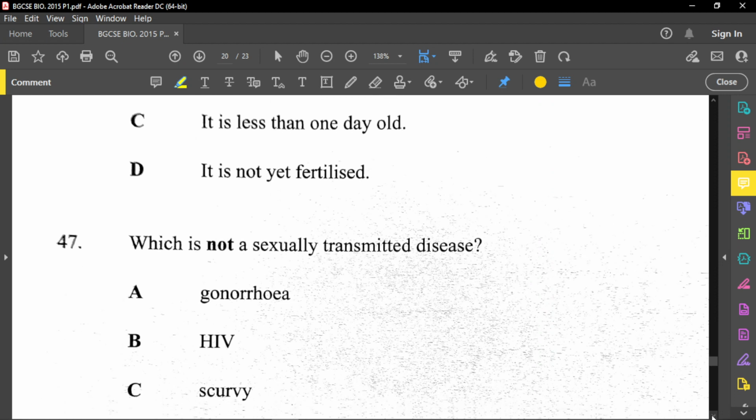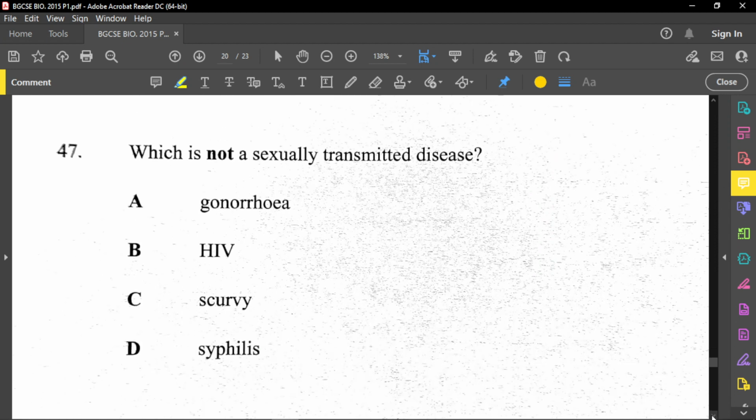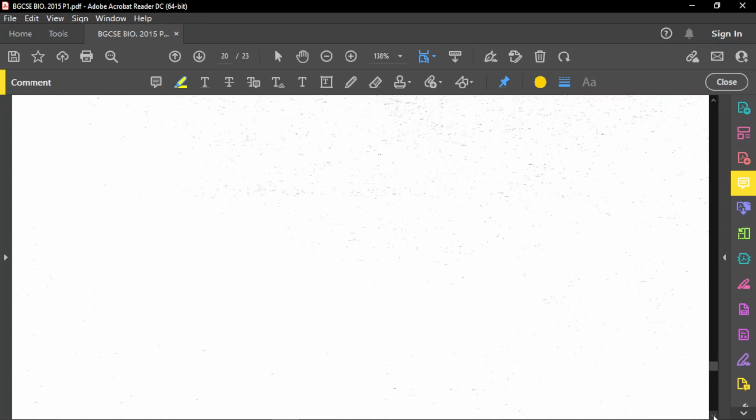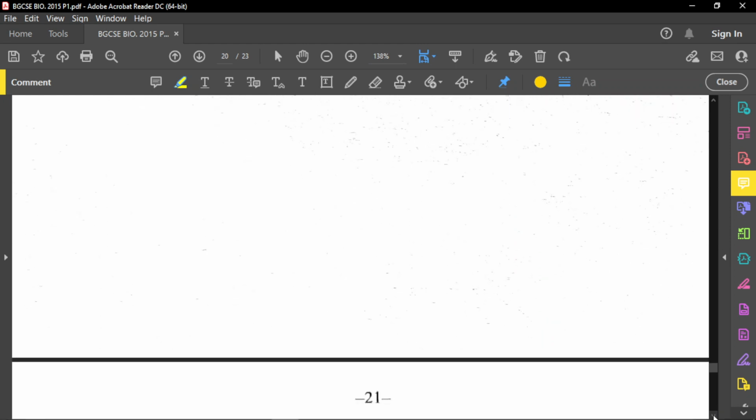All right, so 47. It said, which is not a sexually transmitted disease. And right off the bat, we see scurvy is your answer. And scurvy is the lack of vitamin C. All right, C is your answer. Scurvy is a lack of vitamin C. All the rest, gonorrhea, HIV, syphilis, they are sexually transmitted diseases, which means you need to protect yourself. As a matter of fact, abstain until you are married.